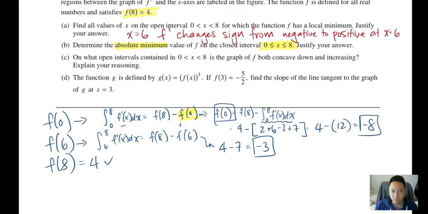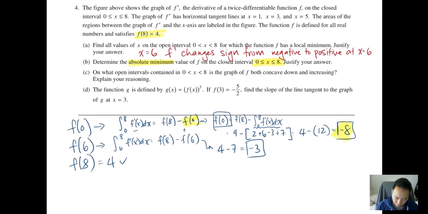So if we're looking for the absolute minimum, well, it's this guy over here, right? Negative 8 would be my absolute minimum. And they're not looking for where it is. They want to know what is it. So we're not looking for it occurs at 0. No, they're looking for the actual value. So the minimum is going to be negative 8. Okay.